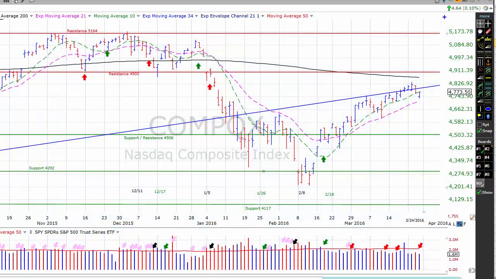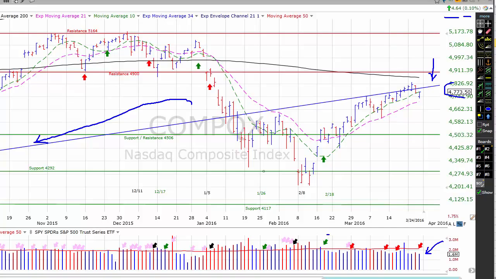Okay, the NASDAQ Composite on Thursday was up 4.64 points or 0.1%. We closed at 47.73. And note how we continue to struggle with resistance here at this trend line. This trend line goes all the way back to the beginning of the bull market back in 2009. Trading volume on Thursday was well below average and was below the prior day.